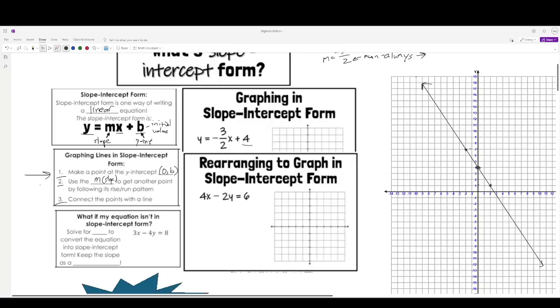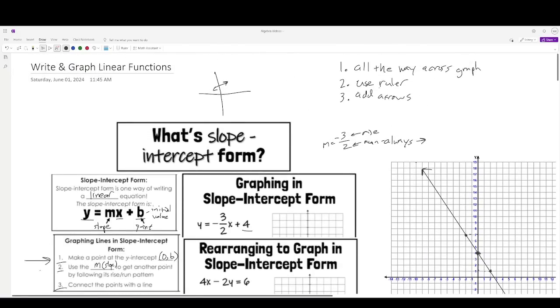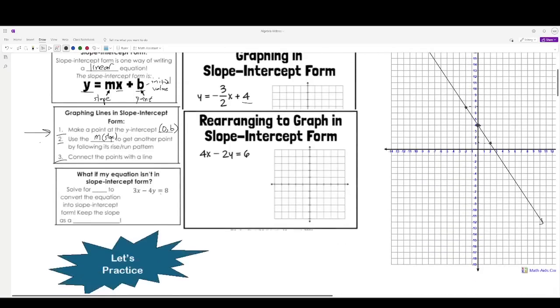All right, so we drew our first graph of a line. We followed 3 steps. We plotted the y-intercept at (0, b). We used the rise and run to find one more point starting from (0, b), and then we connected the points with a line that is straight, goes all the way across the graph, and has arrows.